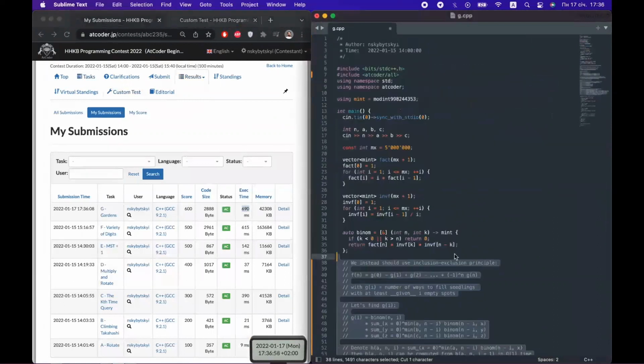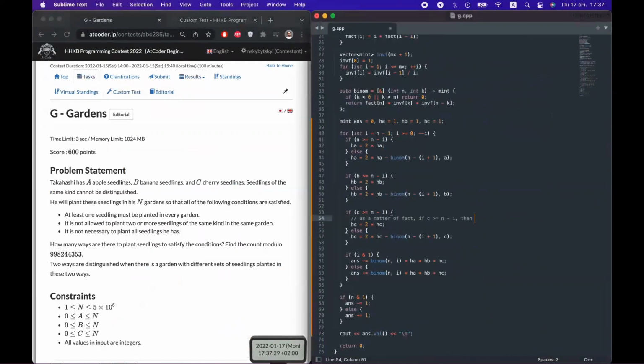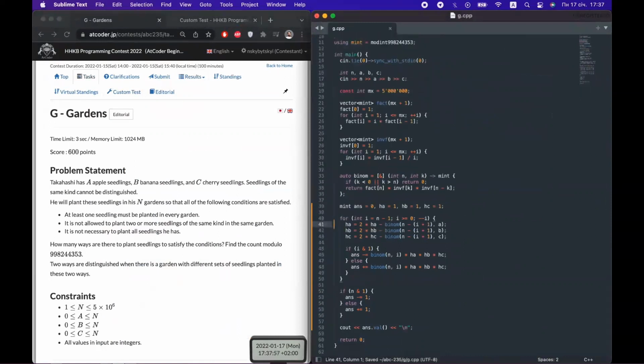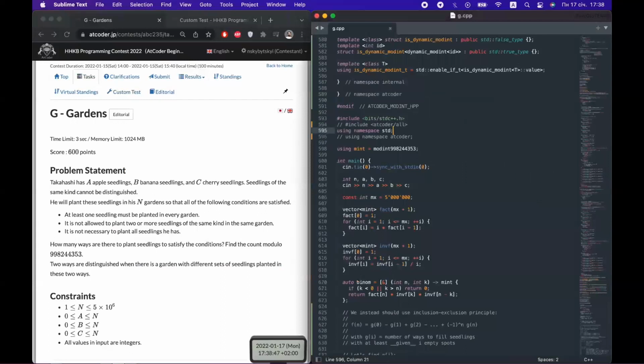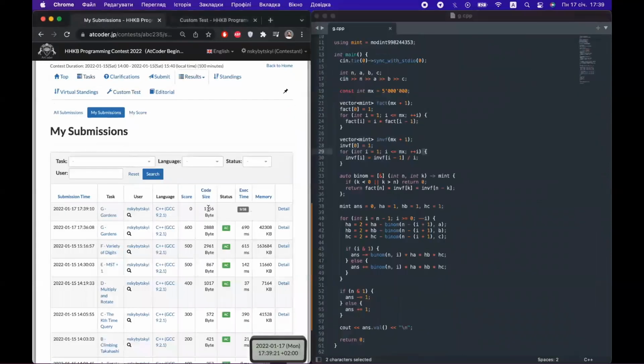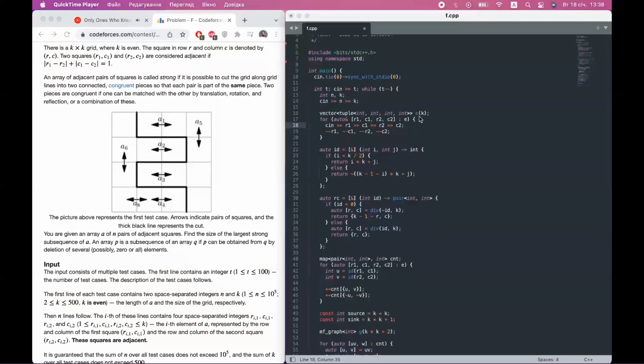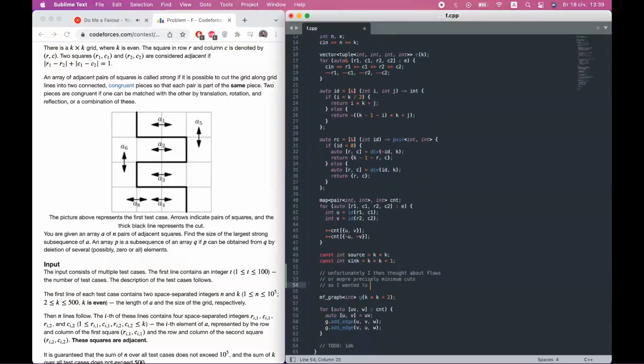AtCoder, you can see me get accepted, and then I also clear certain things up using the fact that binomial coefficient is sometimes zero. And that is basically it. I'll clean up my submission and get accepted. Next up is a graph problem from Codeforces, Div 2.